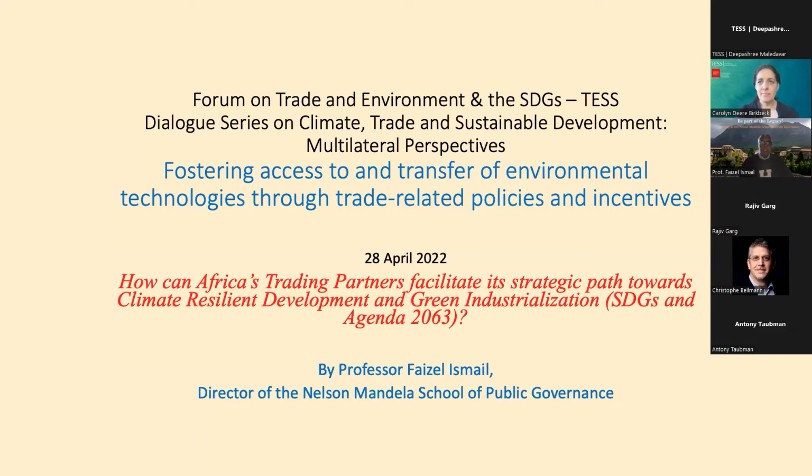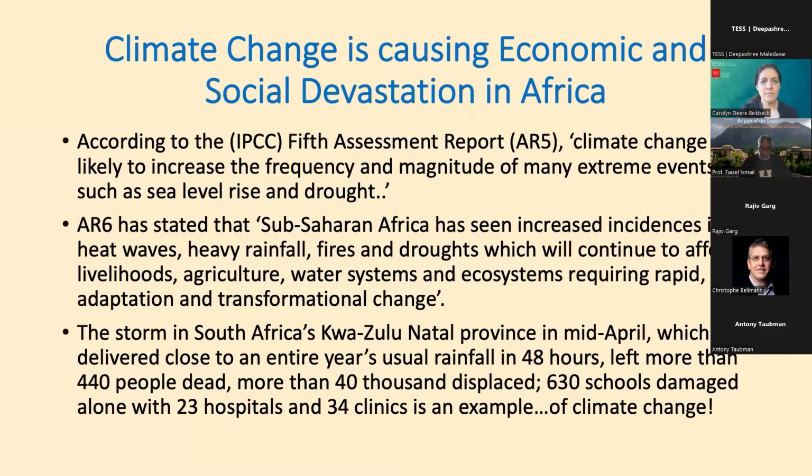So my topic, the topic for the discussion, is about technology, and I'm interpreting it very broadly. I'm asking the question: how can Africa's trading partners facilitate its strategic path towards what I call climate resilient development and green industrialization? So I'm going to start by saying a few things about climate change, and then talk a little bit about the national context. What are we doing? What should we be doing at the national level? And then talk a bit about the region, our South-South relations bilaterally, and then multilaterally.